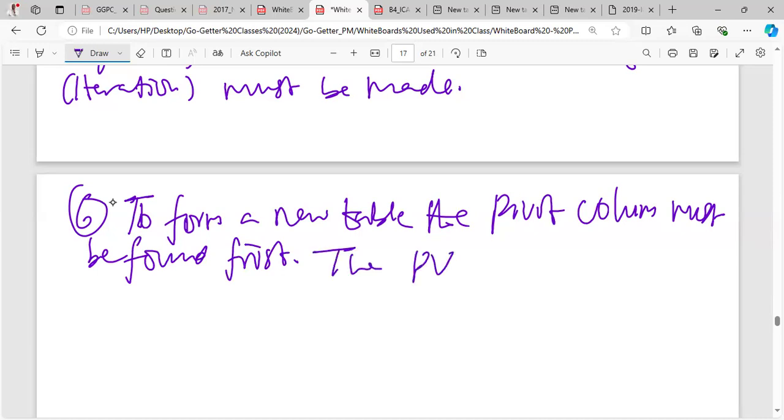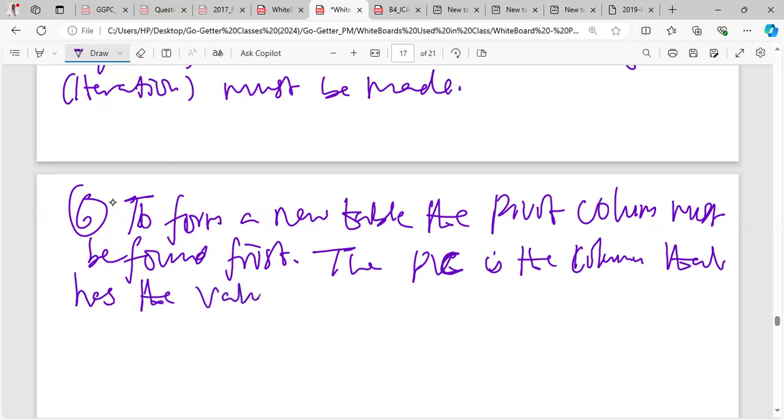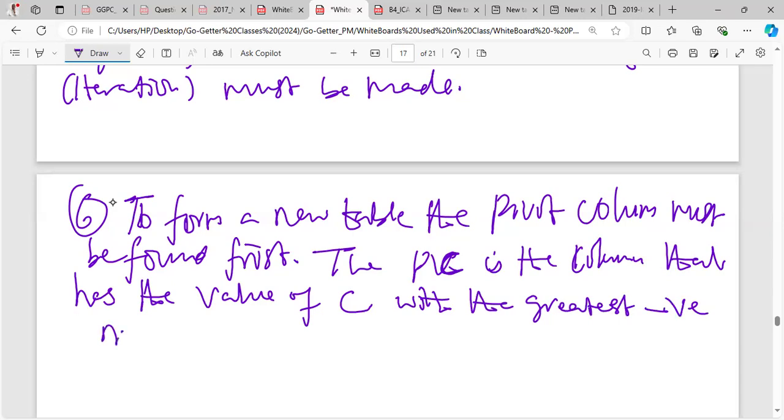The PC, which is the pivot column, is the column that has the value of C with the greatest negative number. Okay.